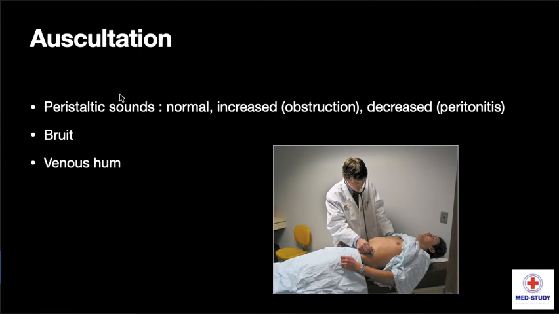Last point is auscultation. You have to auscultate for peristaltic sounds. Normal, whether they are increased as in obstruction or whether they are decreased as in peritonitis. We have to auscultate for bruit and we have to auscultate for venous hum.